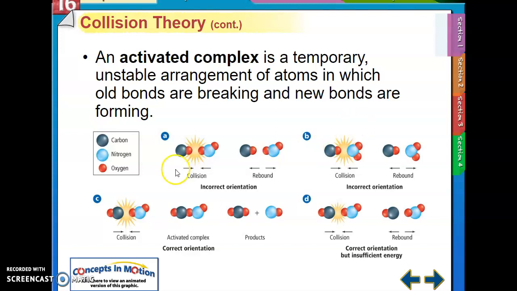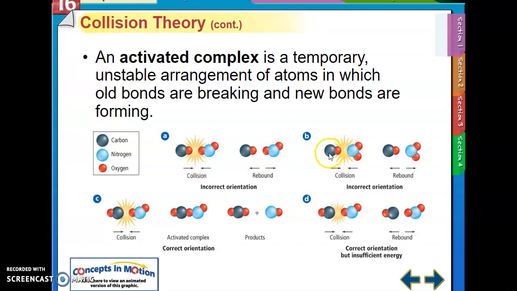If we look at this first diagram, in this reaction we need the gray carbon atoms to collide with the red oxygen atoms. In this first collision, not only do they need to collide, but they need to collide in the correct orientation. We see the two oxygen atoms colliding. That's not what we want. We don't want the oxygens to form a bond. We want carbon and oxygen to form a bond. So what they end up doing is just rebounding apart.